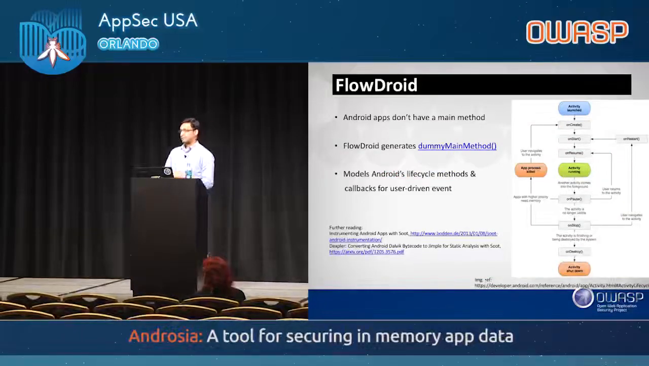So another tool that we had plugged into our tool is called FlowDroid, and there's a very specific purpose we use this tool for, which is to generate a dummy main method. Unlike Java applications, Android applications do not have a main method. FlowDroid generates a dummy main method for you. It basically simulates calls to Android lifecycle methods like onCreate, onStop, onPause, onStart. And it also simulates calls to callbacks meant for user-driven events like onKeyPressed, onPress, onClick. So those kinds of events.